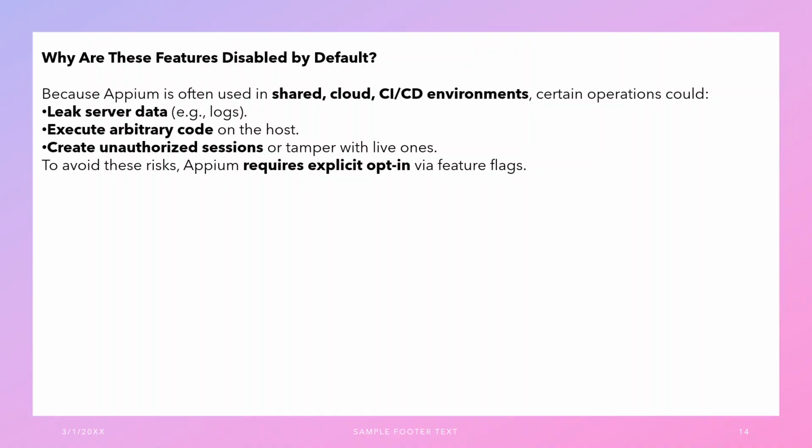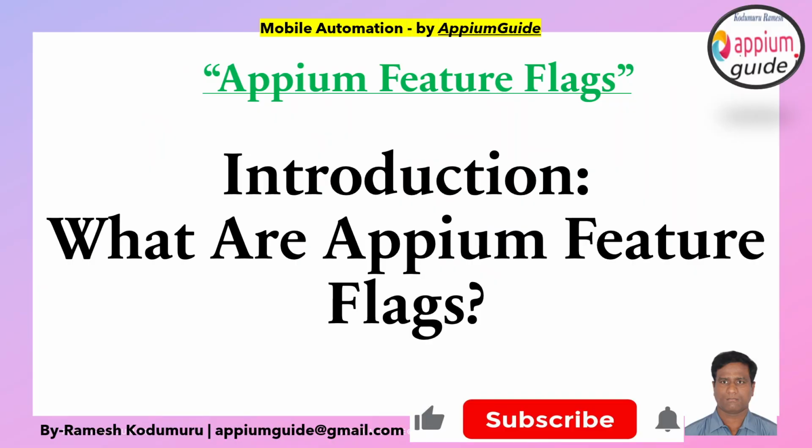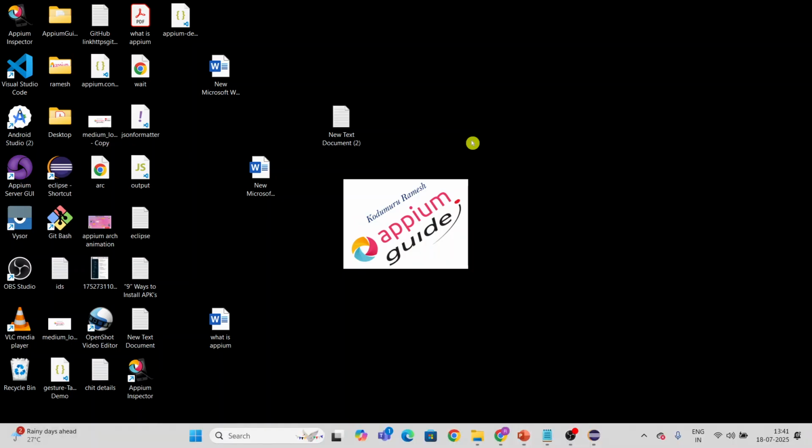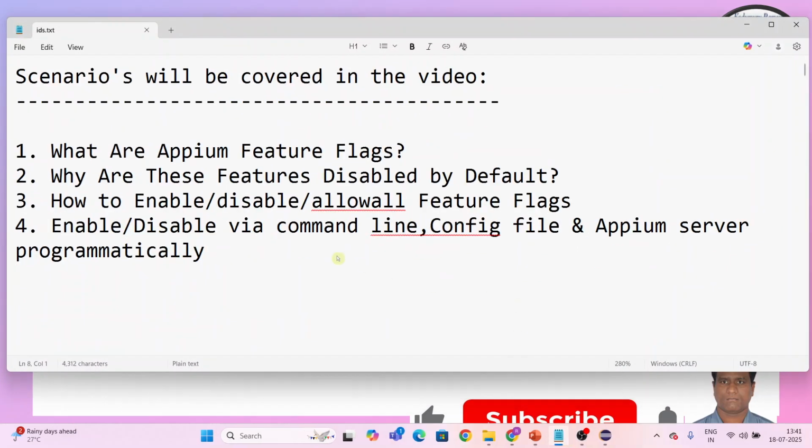So this is just an introduction to what exactly the Appium feature flags are. We have seen how to enable, disable, and allow all. All these four concepts we have seen, and I have demonstrated them by the command line, config file, and Appium server programmatically.